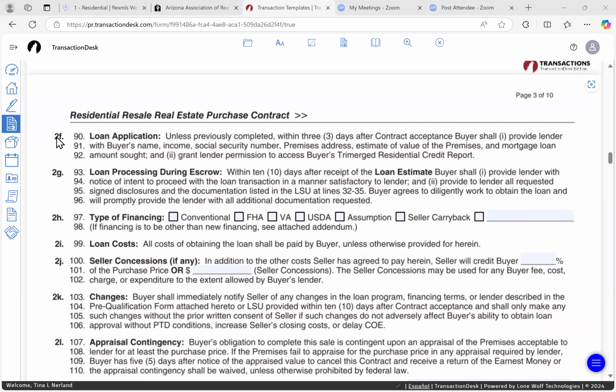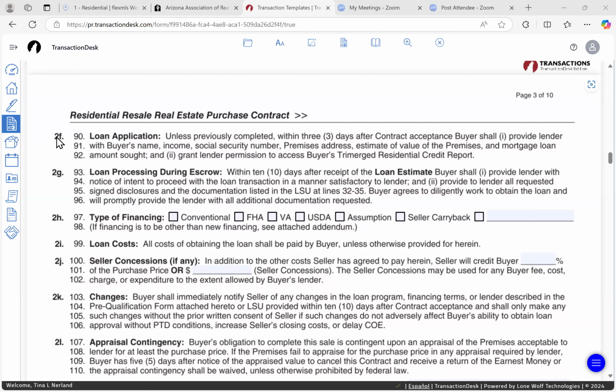Speaking of, the buyer shall immediately notify seller of any changes in the loan program, financing terms, or lender described in the pre-qualification form attached hereto, or LSU provided within 10 days after contract acceptance, and shall only make any such changes without prior written consent of the seller if such changes do not adversely affect the buyer's ability to obtain loan approval without PDD, that is a hard letters group to say, conditions, increase the seller's closing costs, or delay close of escrow.